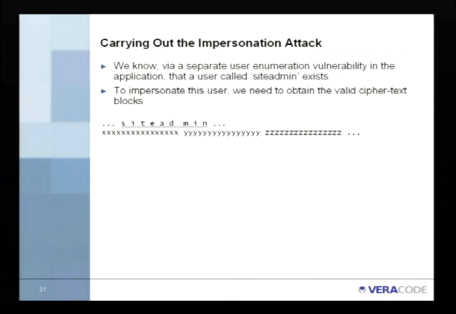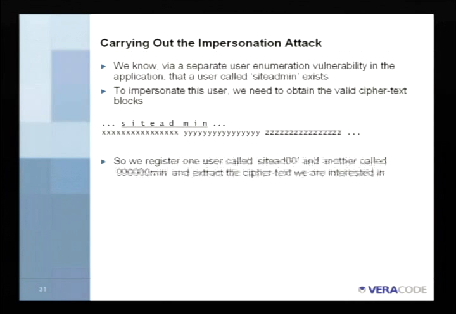The first block is going to be the encrypted form of 2 unknown bytes plus "sitead", and then the next block is going to be "min", and then whatever else the application decides to put there. We don't really care what that is. So what we'll do is register one user called siteAD00. There was a minimum length requirement of 8 characters for the username, so that's the zeros. And another one called 000000min.